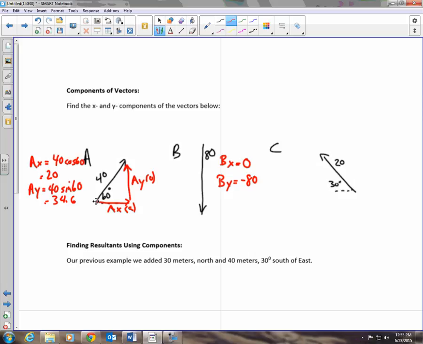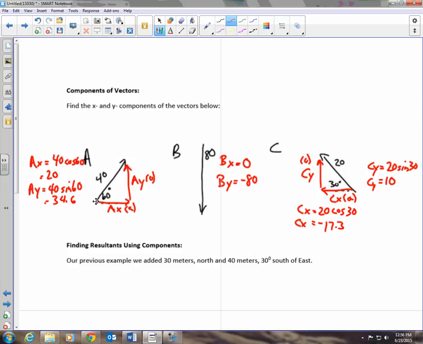For C, I'm going up and left. So this has to be going left. This has to be going up. CX, CY. So, again, x is the adjacent side, y is the opposite side, so I'm going to use cosine for CX. So CX is 20 cosine 30. CX is 17.3. And whoa, I have to stop myself and check the sign. It's going to the left, so I'm going to make it negative. And then CY is 20 sine 30. And CY is 10. And it's going to be positive because CY is going up.